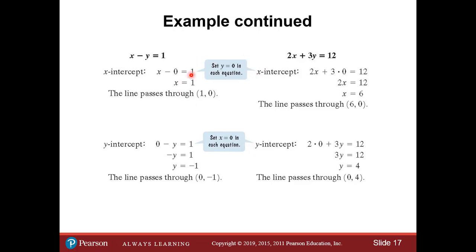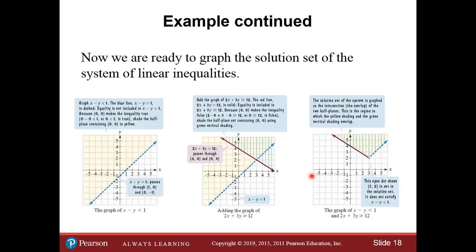You can use the intercept method or the slope-intercept form to graph these. Using the intercept method, you find the intercepts for both of them and you graph them. And so here's the graph of the first one, so this becomes this region here. And then you graph this line here. So you graph both lines.